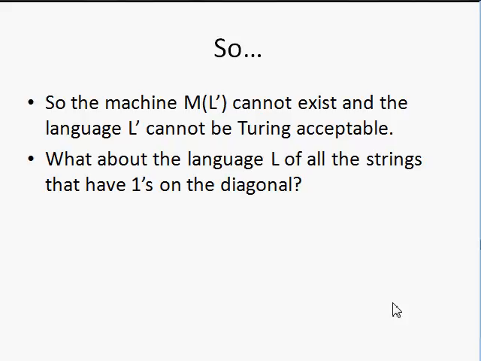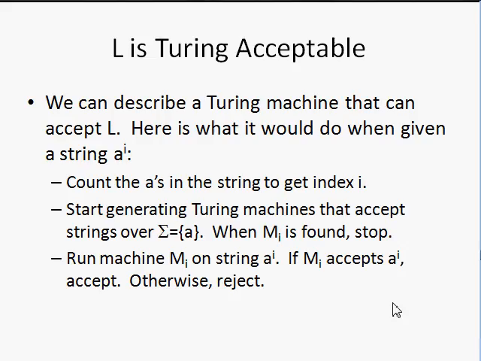Now, what about the other one? What about the complement of L prime, which is L, which is the language of all the strings that have 1s on the diagonal? Is it in the hierarchy? Actually, yes, it is. Here's a Turing machine whose job it is to accept strings that have ones on the diagonal. Here's what it would have to do. You give it a string made of A's, and it has to count the number of A's in that string. So let's say the number is 7. It's A to the 7th.